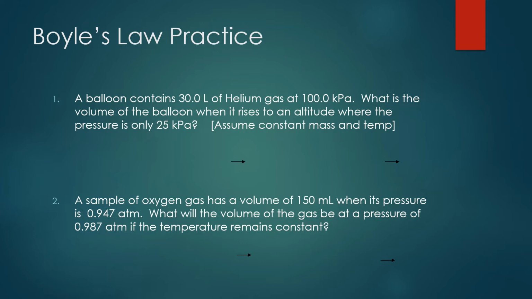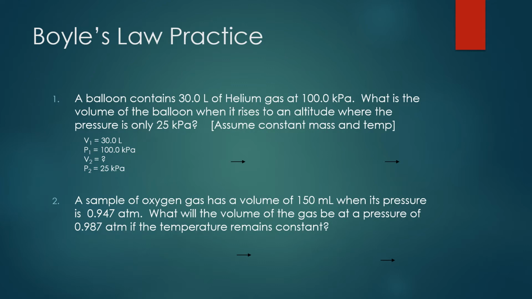So the first thing that I do whenever I do any of these problems is I write a little chart on the left for everything that I know in the problem. So I'm going to go ahead and do that. So right here on the left, I've assigned V1, P1, and P2 values. The thing I'm looking for is V2.